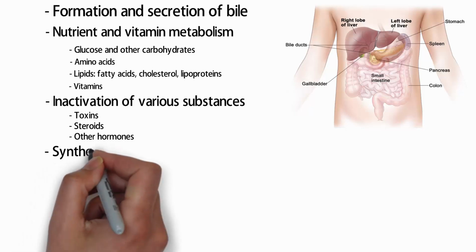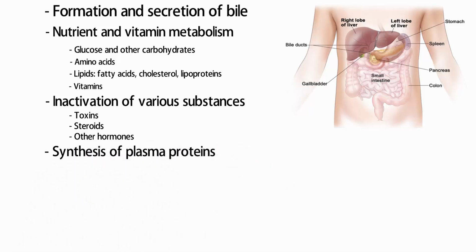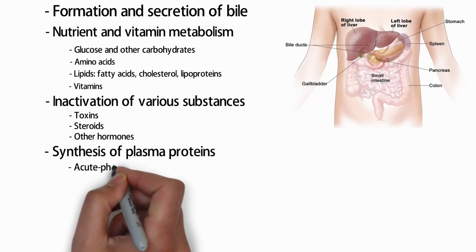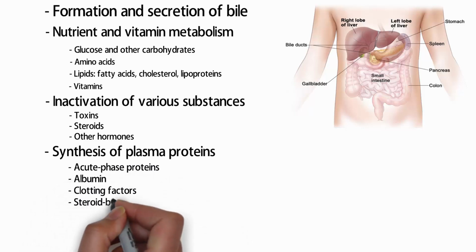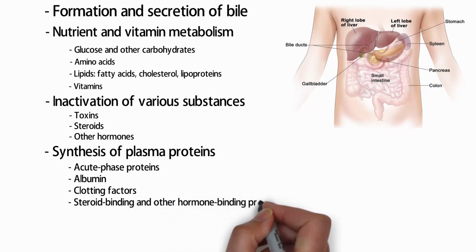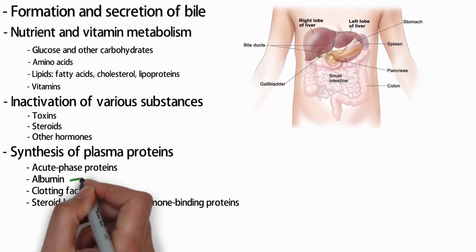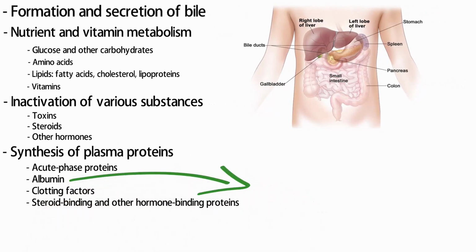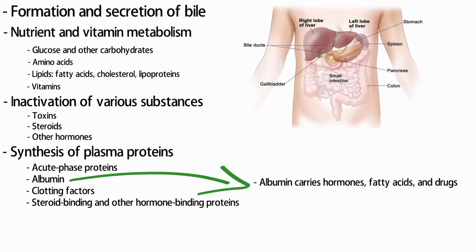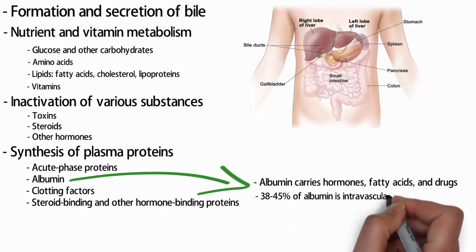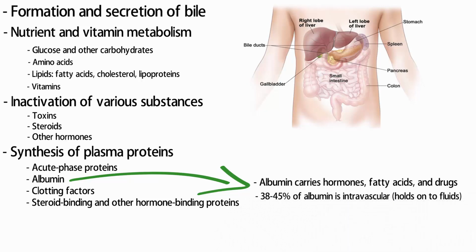One of the important functions of the liver is the synthesis of plasma proteins. These plasma proteins include acute phase proteins such as C-reactive protein, albumin, clotting factors, steroid binding, and other hormone binding proteins. In particular, albumin is extremely important because albumin carries hormones, fatty acids, and specifically drugs. 38 to 45% of albumin is intravascular, so it holds on to fluids in the bloodstream.